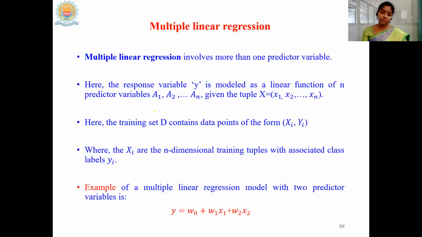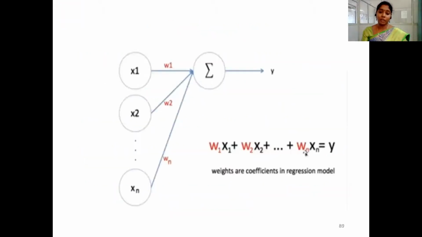Coming to multiple linear regression, here instead of one predictor variable, we can have multiple predictor variables. Here we have x1, x2, x3, and so on. Like this, we can extend the formula, or we can also call it the model. Depending upon the number of predictor variables, we can extend the model and get the predicted value. So we can have n number of coefficients for a multiple linear regression model.